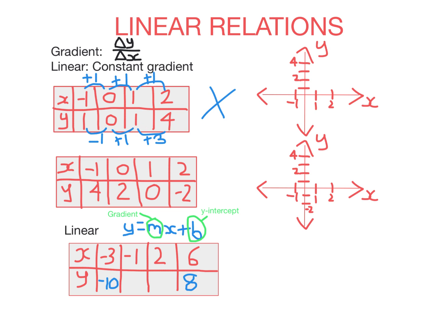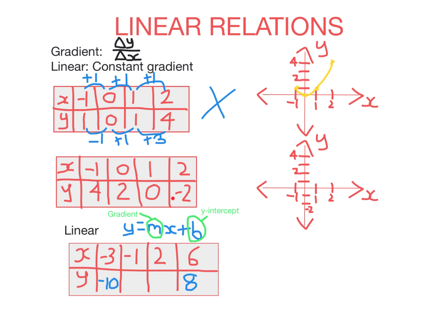The gradient's not constant. Now, if I were to plot each of these 4 points, they wouldn't lie in a straight line. So (-1, 1) is here, (0, 0), (1, 1), and (2, 4). You can see they don't lie in a straight line. It's more like a curve. So that's why we say it's non-linear.